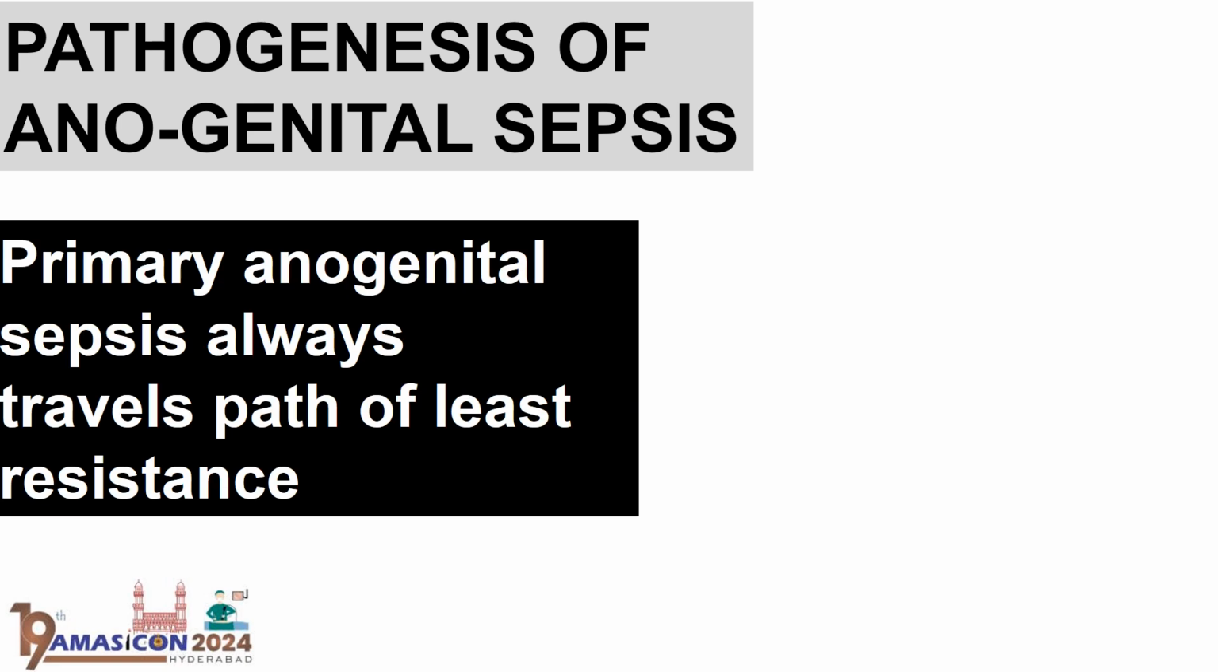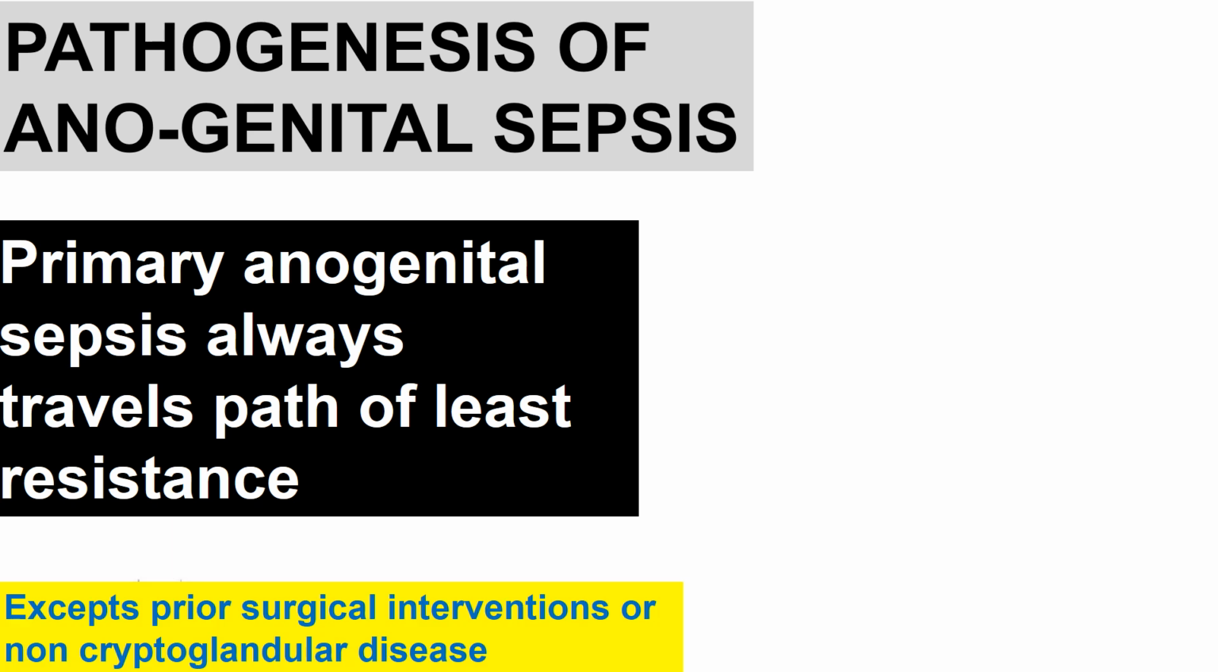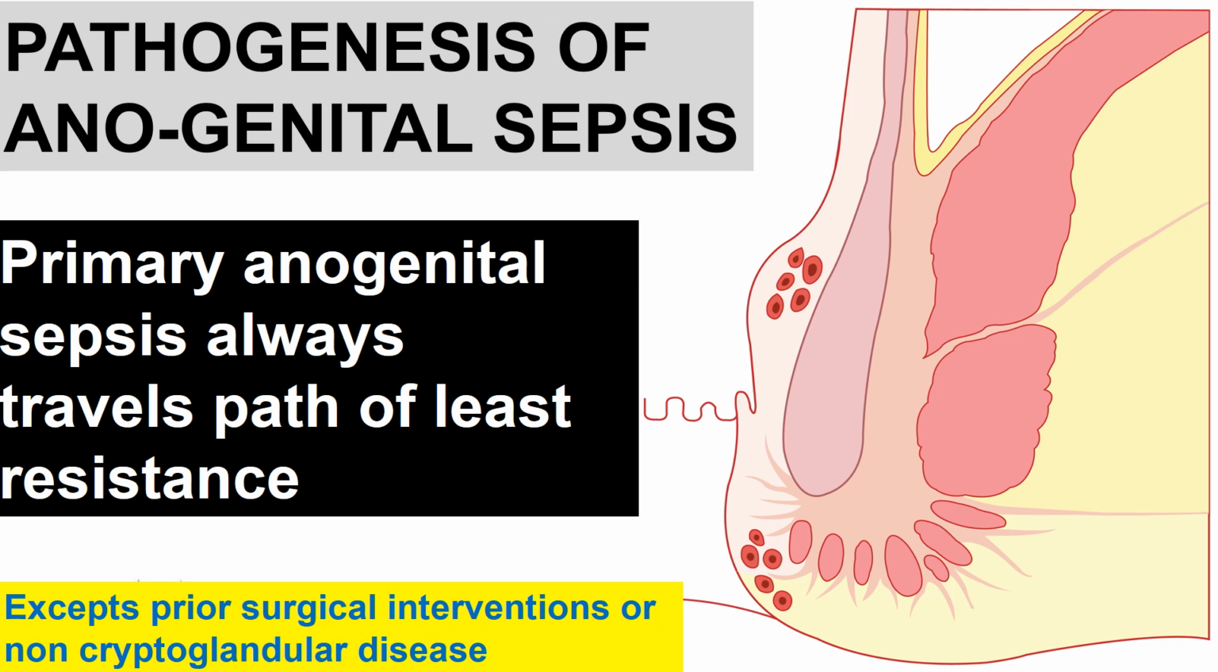Fistula patterns. The pathogenesis of anogenital sepsis: primary anogenital sepsis always travels a path of least resistance, except with prior surgical intervention or non-cryptoglandular disease. So the infection, we know, usually starts at the dentate line, crosses the internal sphincter, reaches up to the intersphincteric space, then it gets trapped. It cannot cross the internal sphincter because of the inflammation. The internal sphincter goes into spasm. It has to go a path of least resistance.